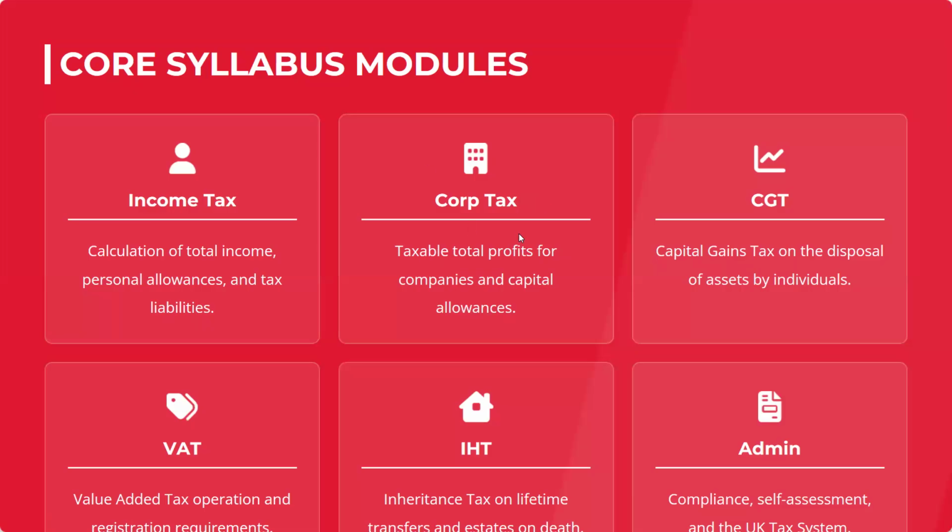Okay. Then moving towards corporation tax. This area is not for individuals, rather it's for companies. Again, there's no income for the company, but we call it total profits. So we have to find out the taxable total profits. Then again, whatever allowances are there for the companies, you'll have to apply those all.